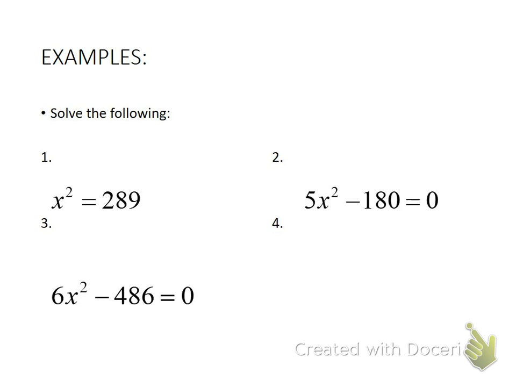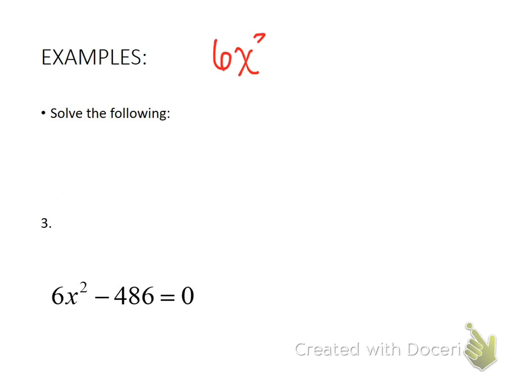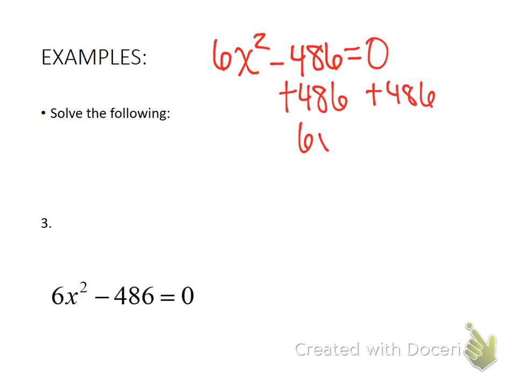All right, number 3. Let me get some of this out of the way. Number 3 is 6x squared minus 486 equals 0. I'm going to rewrite it up here so I have room to show my work. Can somebody new tell me what I should do to get x by itself? Very good. First we add 486 to both sides. So we have 6x squared equals 486.